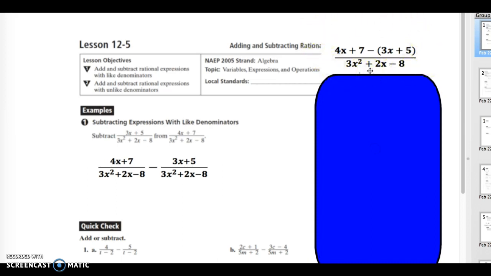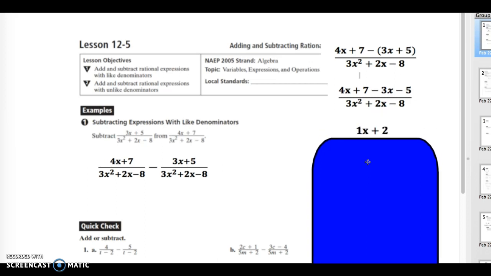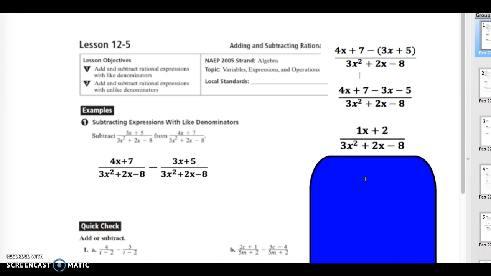Now, with subtraction, as with anything with those signs, you've got to watch those signs. So we're going to distribute that negative. We're subtracting everything in the second fraction from the first. So as I distribute the negative sign, I get a numerator that looks something like this. We have 4x plus 7 minus 3x minus 5. So we can combine like terms, and we are left with 1x plus 2 over 3x squared plus 2x minus 8.